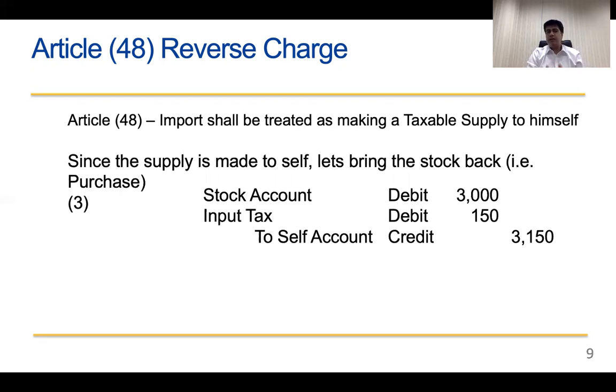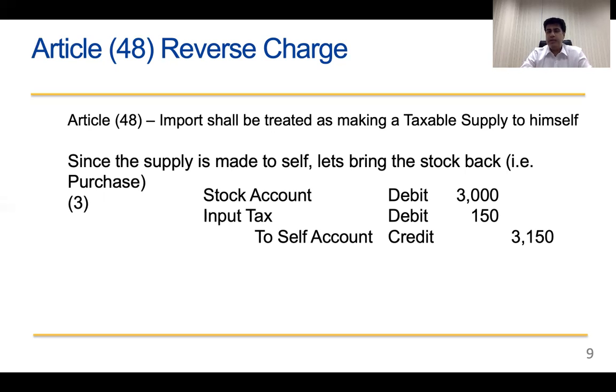Now let's look at the third thing. Now I got the goods imported, I sold to myself. My stock is technically zero. I need to bring back the stock in the books. For bringing back stock in the books, I need to pass a purchase entry to myself as a taxable person. Again, remember the purchase accounting entry we passed, and I'm going to use the same analogy and the same accounting treatment for this transaction.